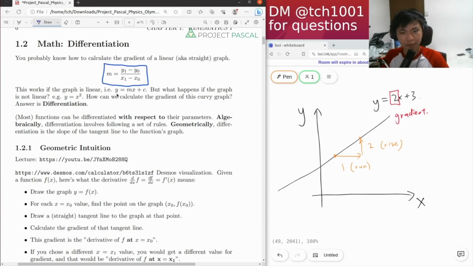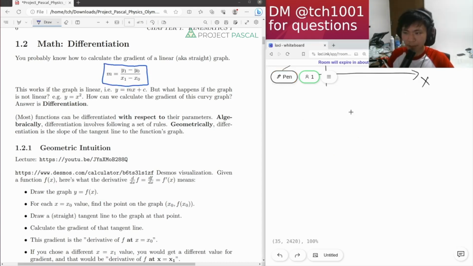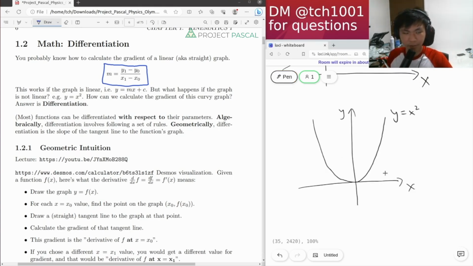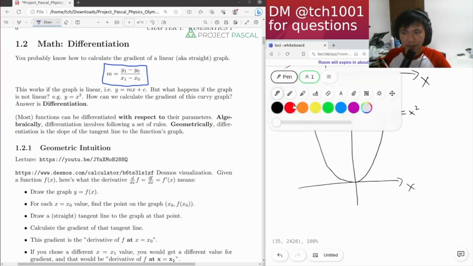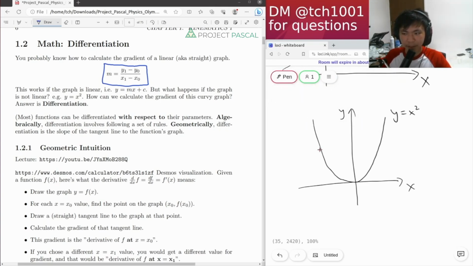But what if we have a graph that is curvy? For example, what if we have a graph which is y equals x squared? Now if I ask you what is the gradient of this graph, you cannot give me just a single number to describe the gradient of it, because the gradient of a non-linear graph is defined by drawing a tangent line to a point on the graph. The tangent line means that it just touches 1 point and is just barely kissing the graph.